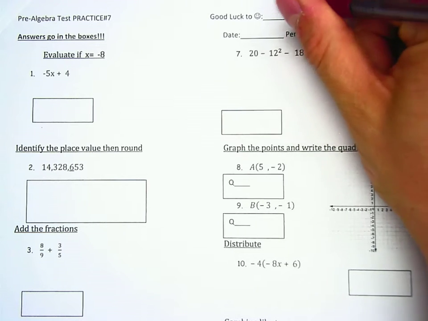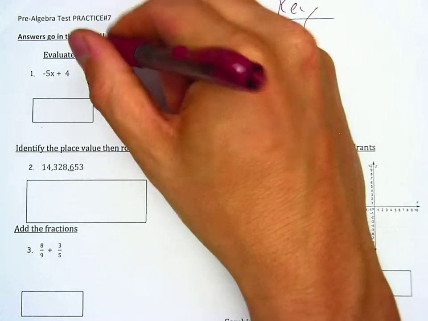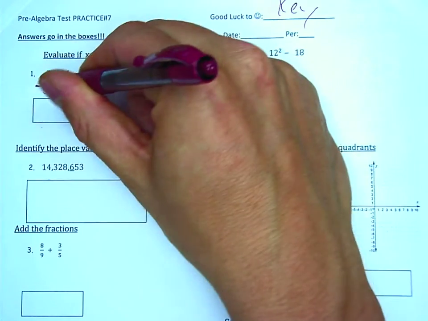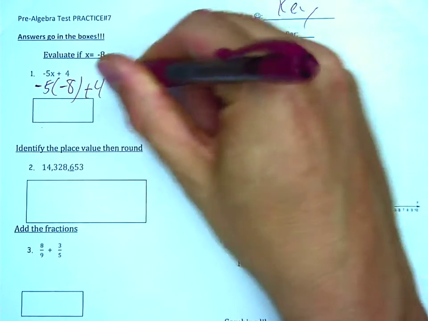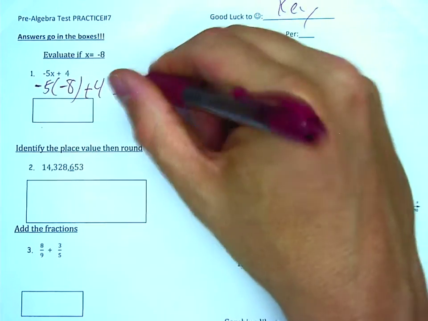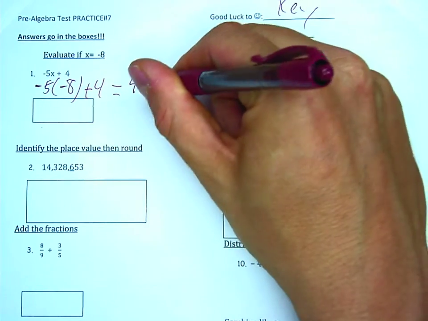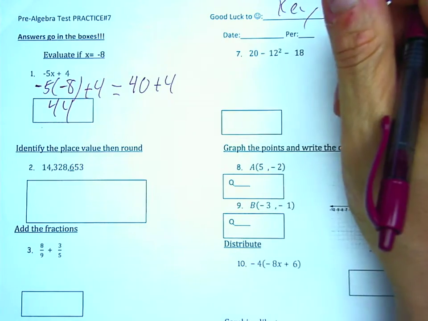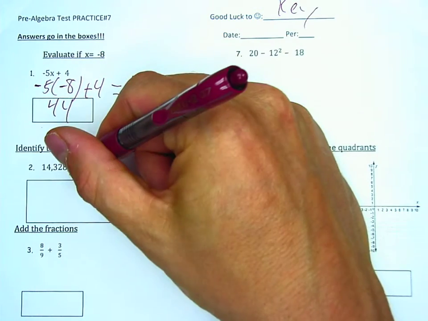Let's begin. Question 1. Replace x with -8. So this becomes -5 times -8 plus 4. -5 times -8 is 40. 40 plus 4 is 44. My answer.